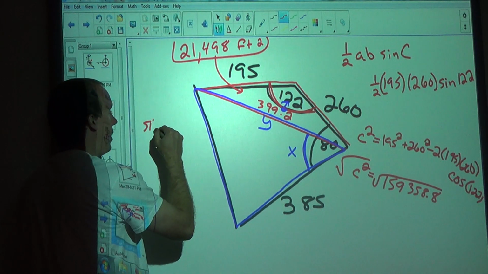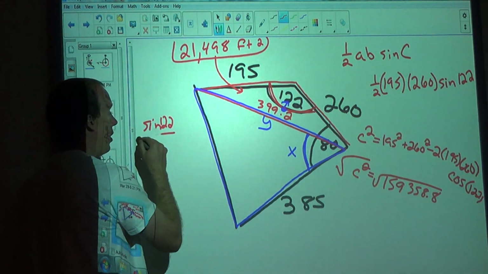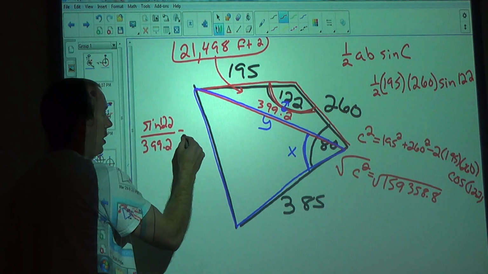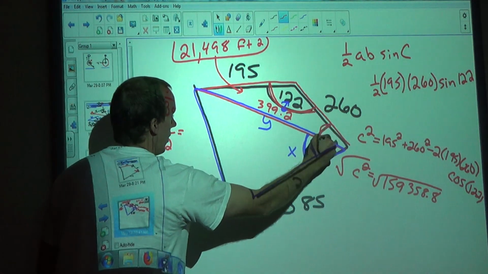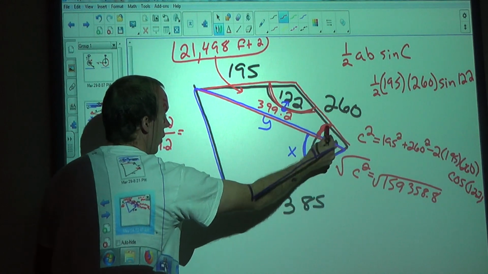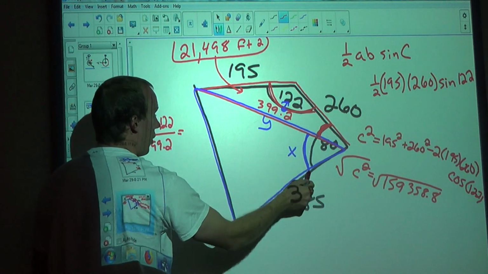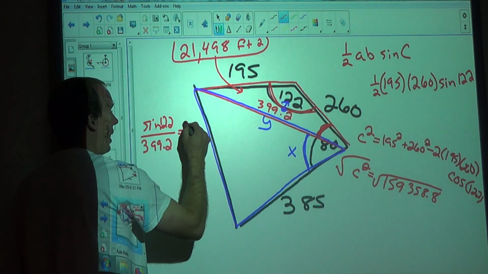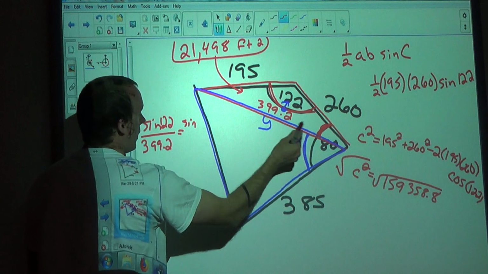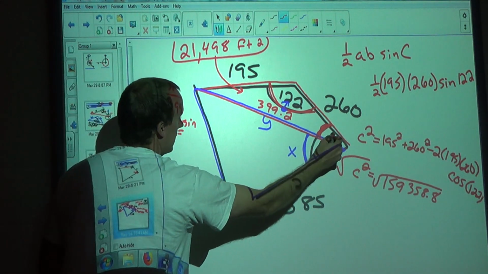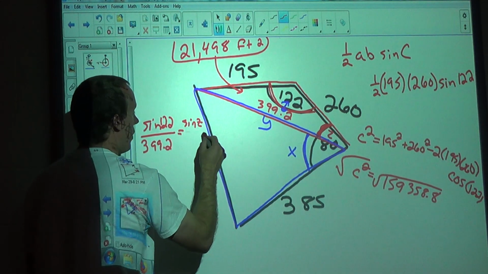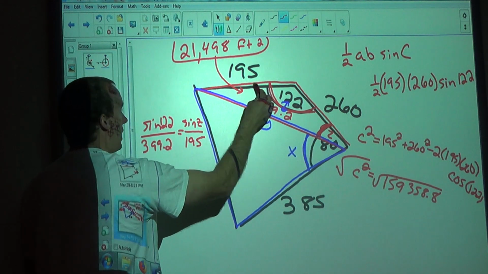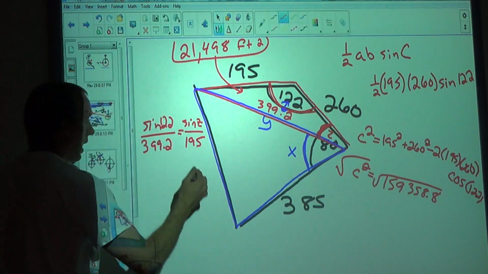So it would be the sine of 122 over its opposite, which I now know is 399.2, equals... I'm trying to find this angle, because if I can find this angle, I know the whole thing's 80, so I can just do the leftover for that blue angle there. Okay, so now I'm going to do the sine of, we'll call it z here, so sine of z over its opposite, which is 195. Okay, and then how do you solve this?